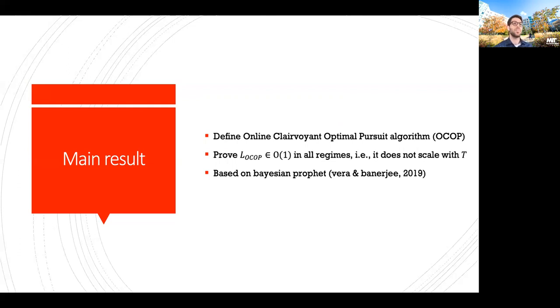Let me try to describe some of the ideas behind that algorithm to you. It is worth highlighting that many of the ideas really come straight from the analysis of Vera and Banerjee for the online knapsack problem.